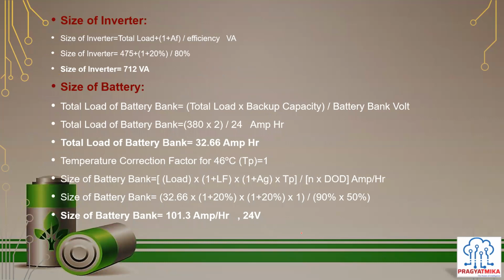Now it comes to the inverter sizing. The size of our inverter depends on how much load the inverter has, plus the extra expansion factor, divided by the efficiency. So the formula becomes total load times (1 plus AF) upon the efficiency, and the size of the inverter comes to 712 VA. It is clear, right? Now the sizing of the inverter is done.